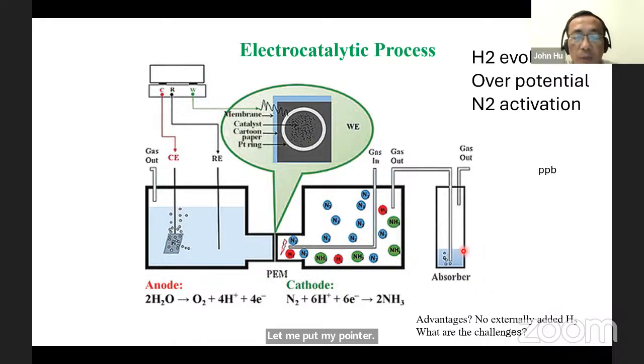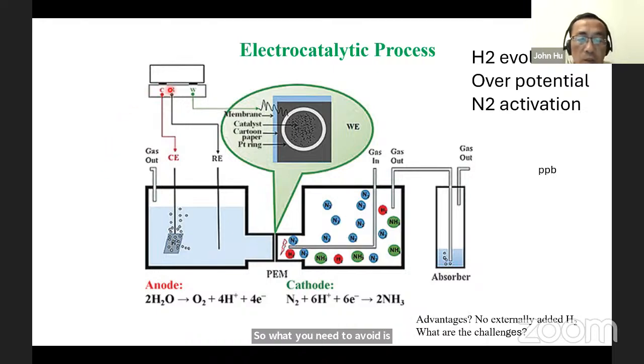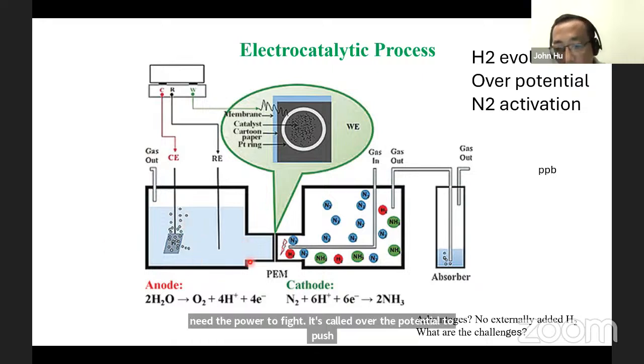So there are competing processes. The nitrogen on this side, your idea is to have the hydrogen, but it's not hydrogen. It's hydride generated passing through the membrane with N2. All right. So what you need to avoid is H2 coming out this way. That's why it's called hydrogen evolution. You need the overpotential to push H2 back into the solution so it can go this way.